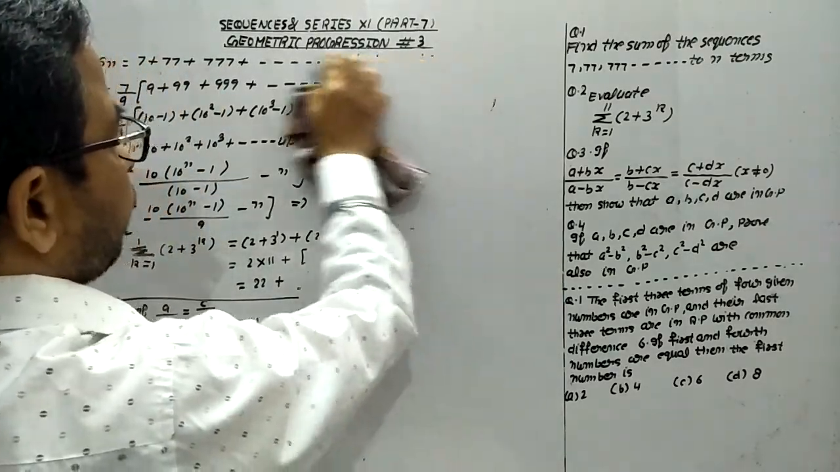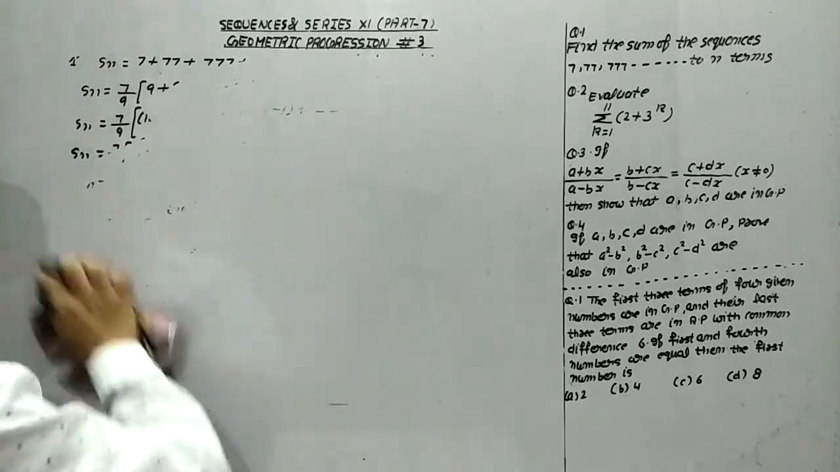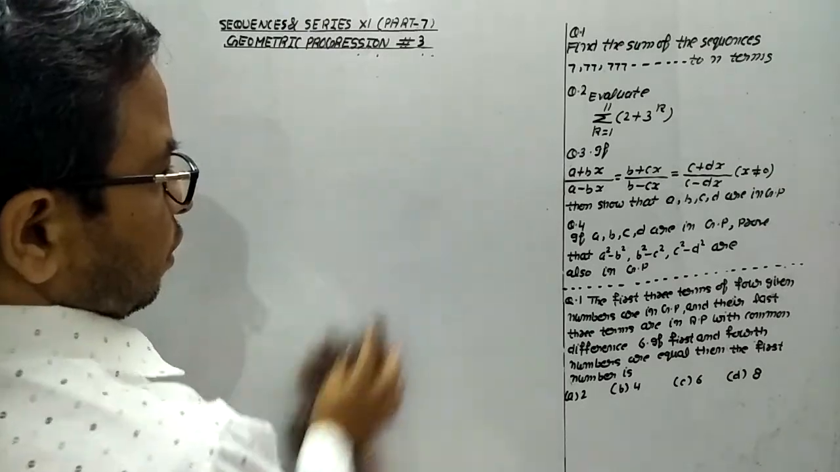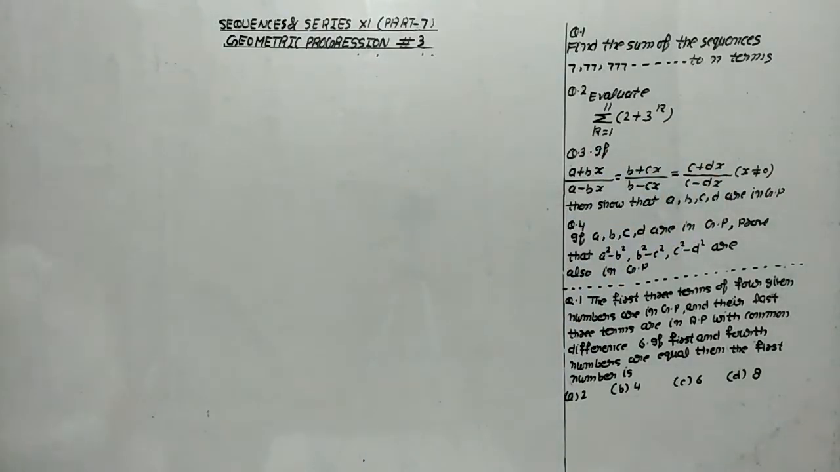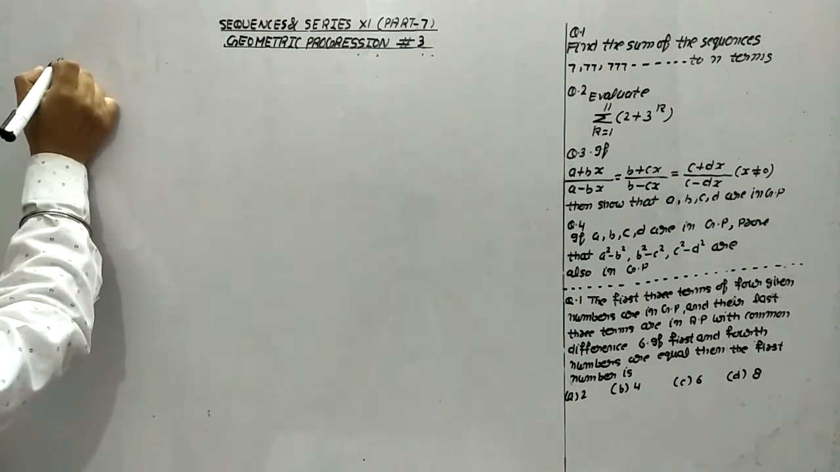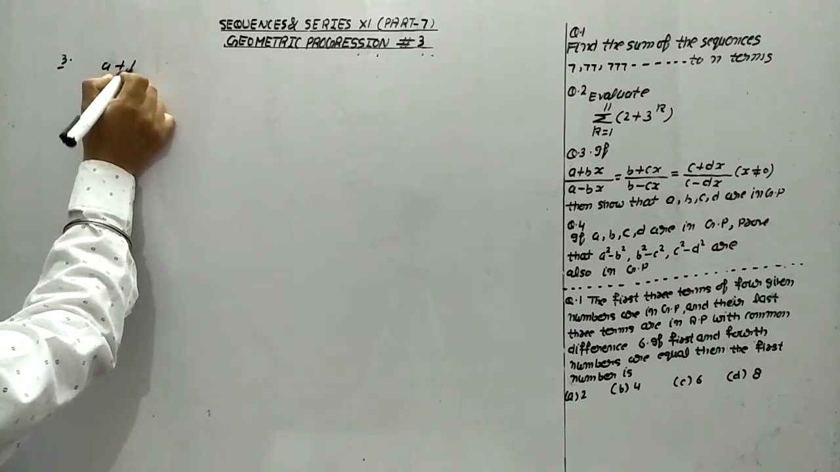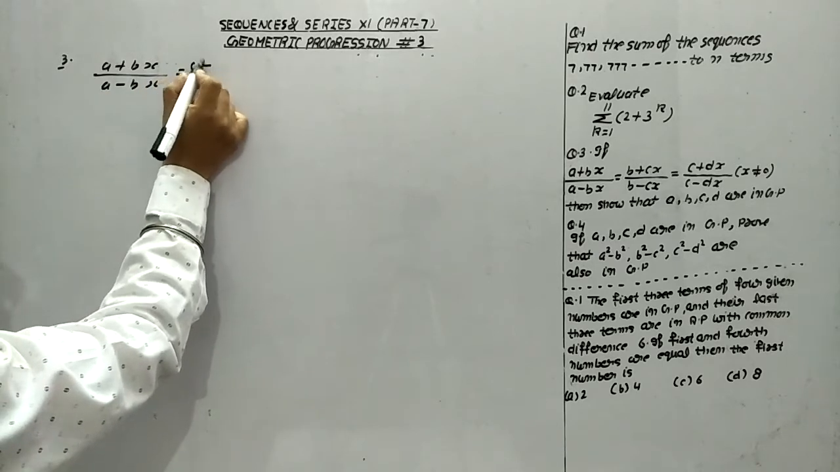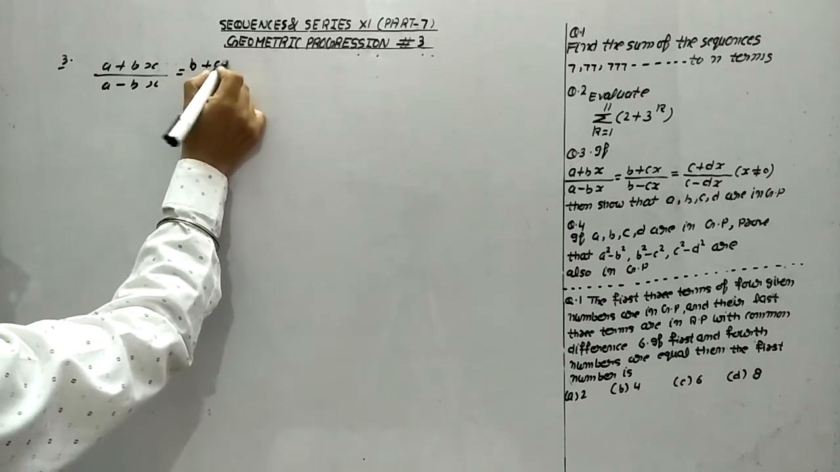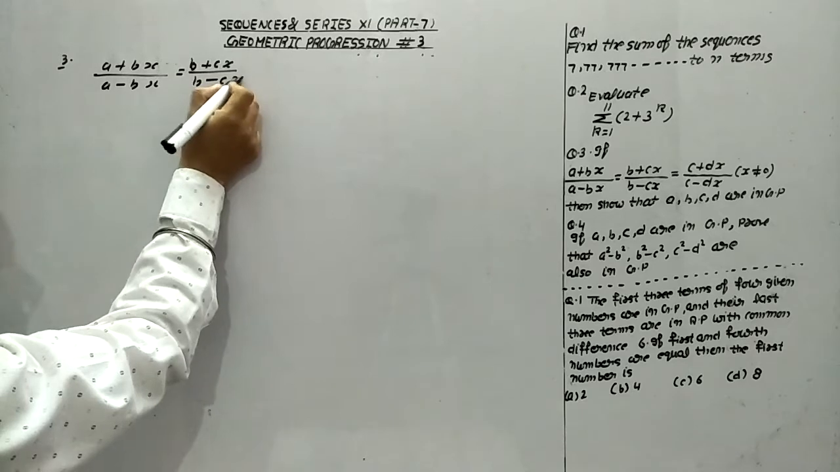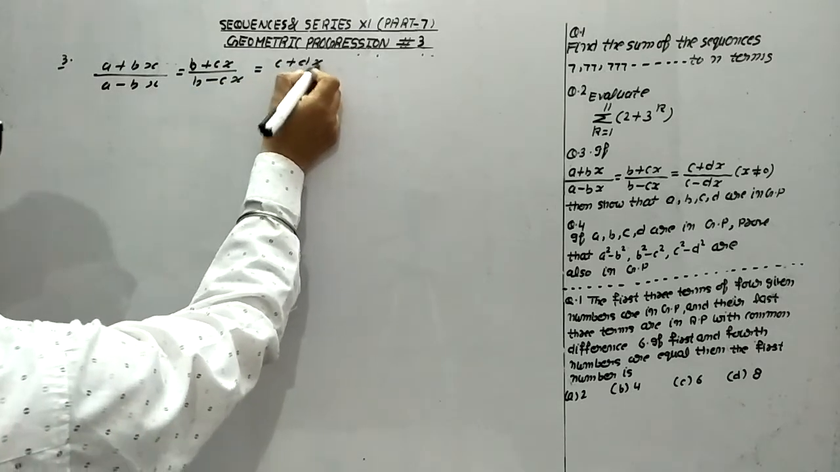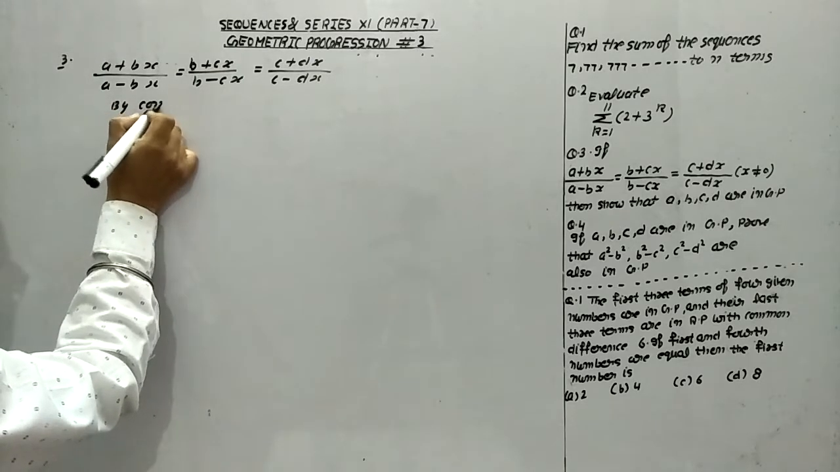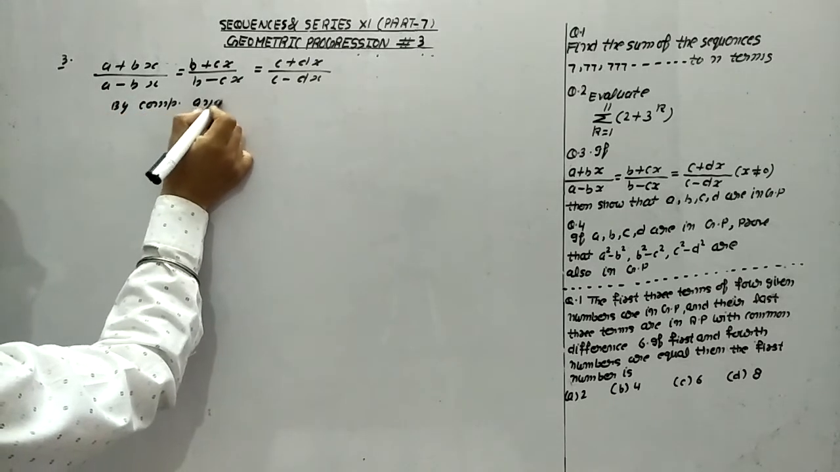Now look at this. Let's start the solution of question number 3. In question number 3, we have to prove that all this forms an AP. We have (a plus bx) upon (a minus bx) is equal to (b plus cx) upon (b minus cx) is equal to (c plus dx) upon (c minus dx). Simply you will say, by the componendo and dividendo rule.